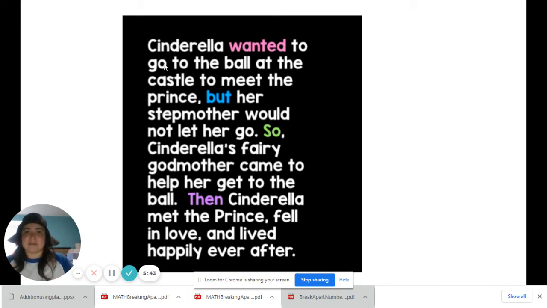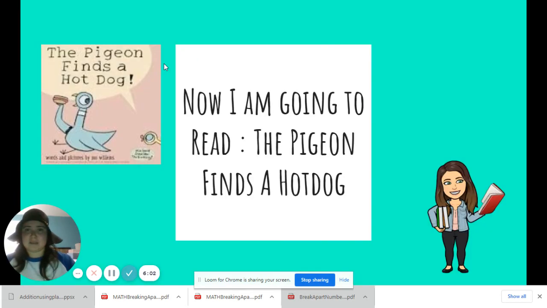So instead of somebody, I said Cinderella wanted to go to the ball at the castle to meet the prince, but her stepmother would not let her go. So Cinderella's fairy godmother came to help her get to the ball. Then Cinderella met the prince and fell in love and lived happily ever after.